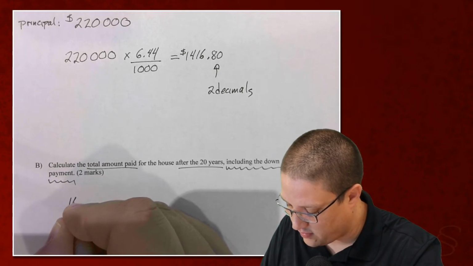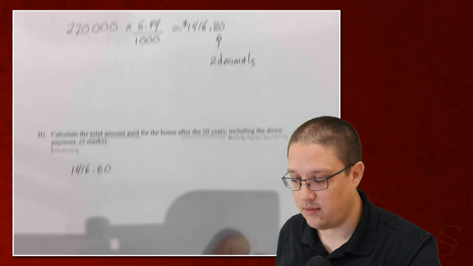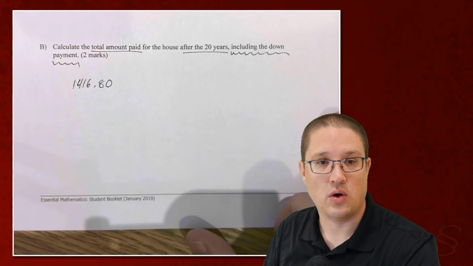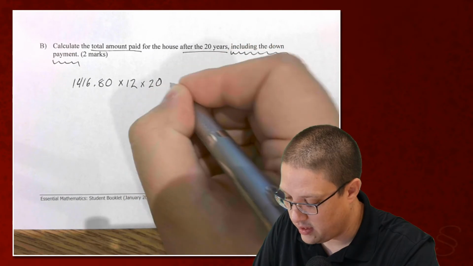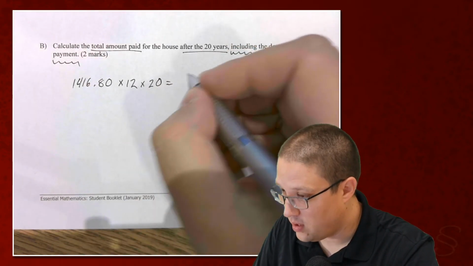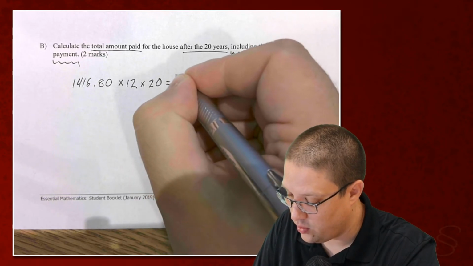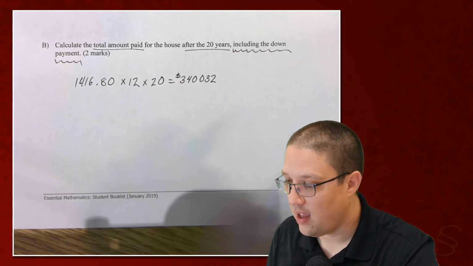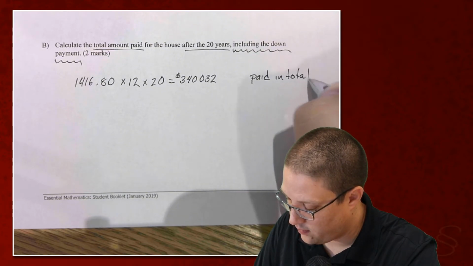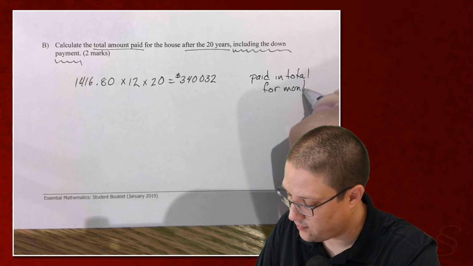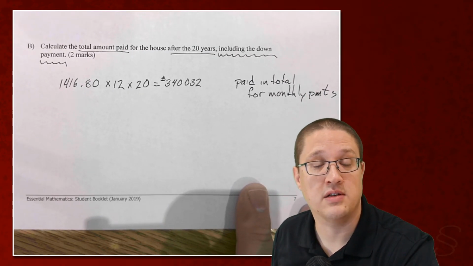If she's paying $1,416.80 every month, how many times does she pay that? Well, this is for 20 years, right? So if I take that times, well, there's 12 months in a year, and she pays it for 20 years, well, that works out to $340,032. There we go. So this is how much she paid in total for monthly payments.